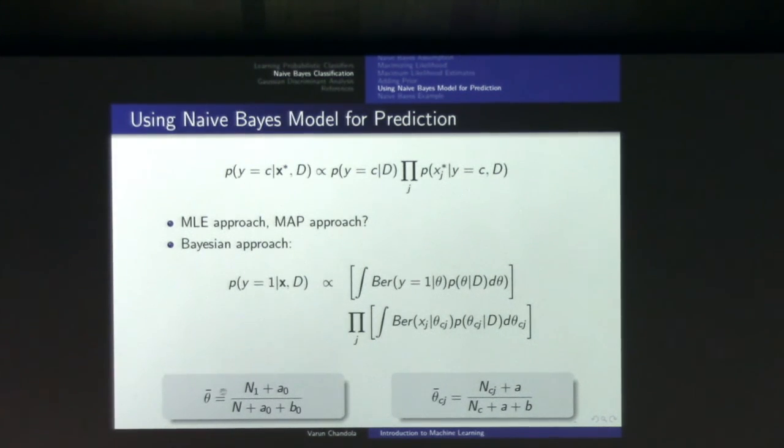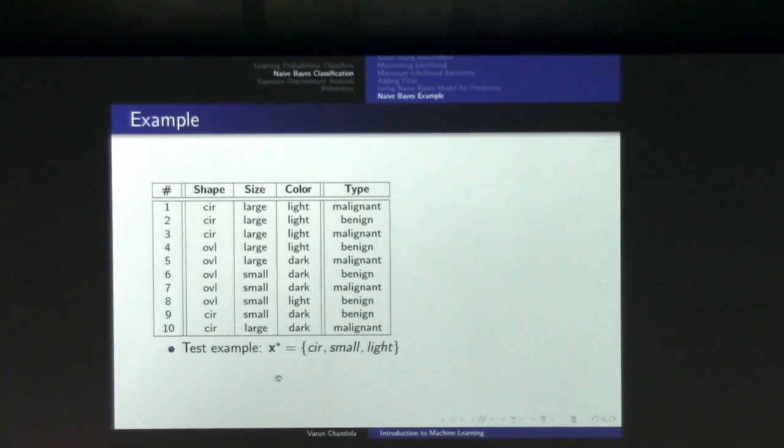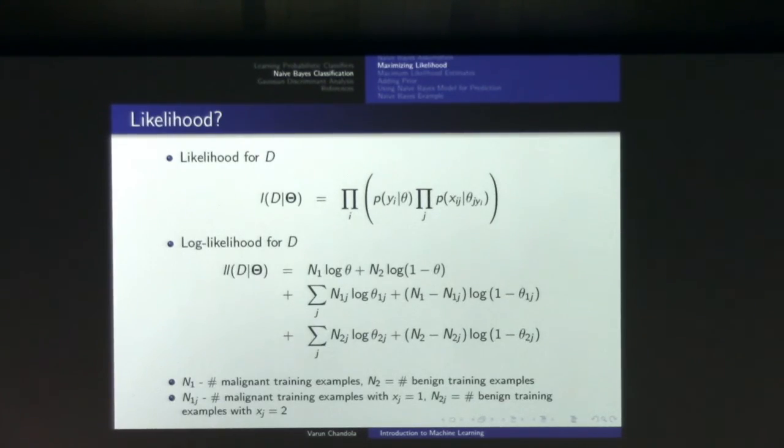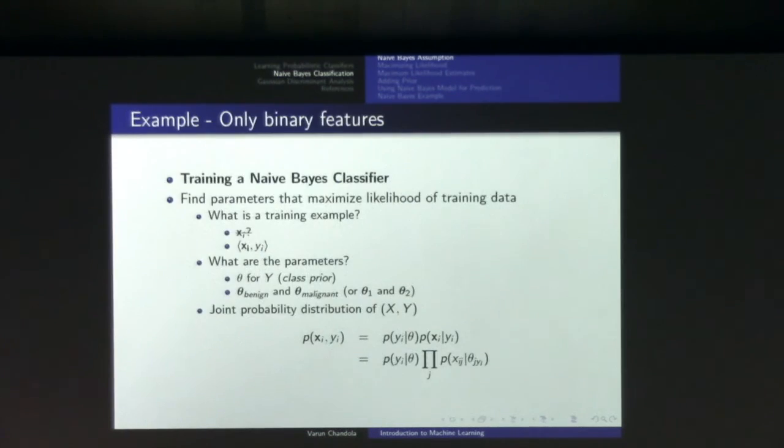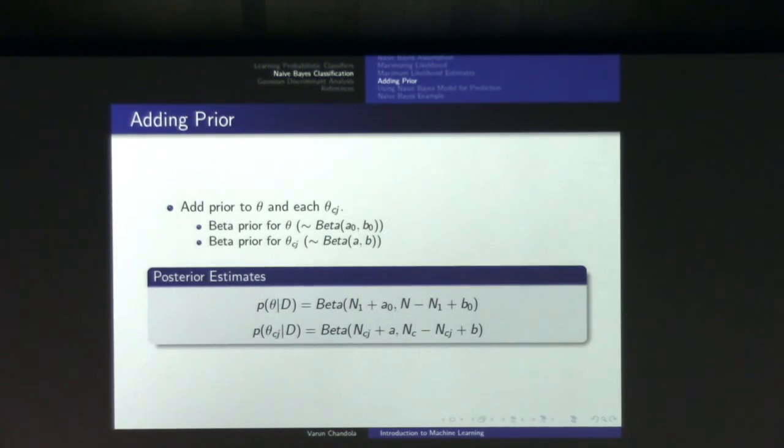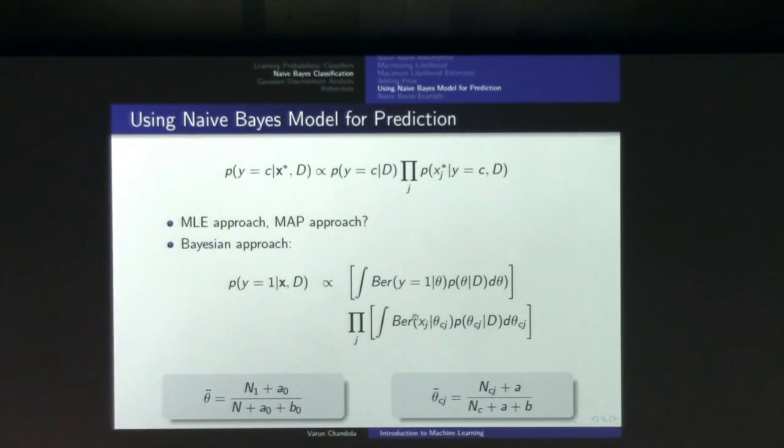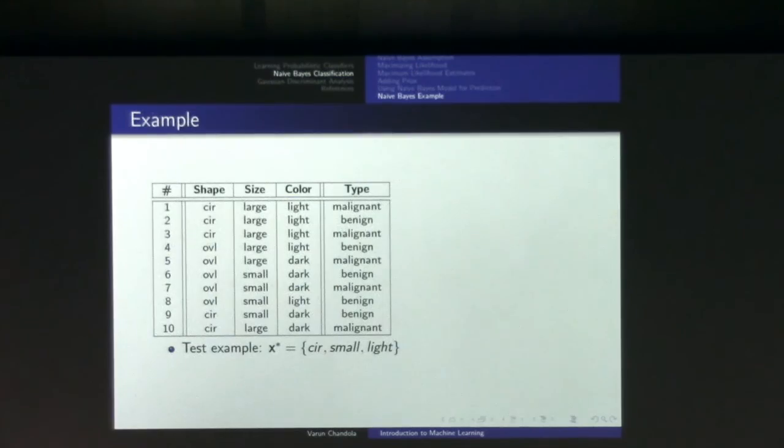So, for example, if you wanted to do something like a Bayesian averaging, then instead of n1 over n, you would add this, right? If you remember, if you were doing MAP, which is maximum a posteriori classification, then you could pretty much use n1 plus a0 minus 1 over something. I'll come to that.